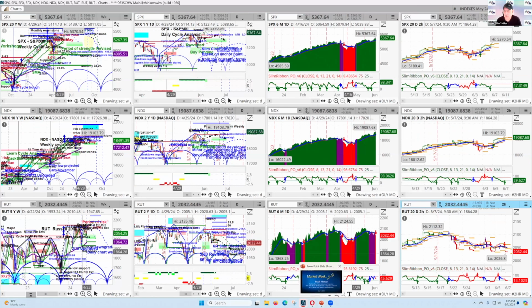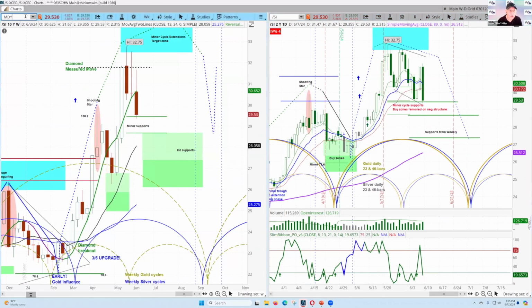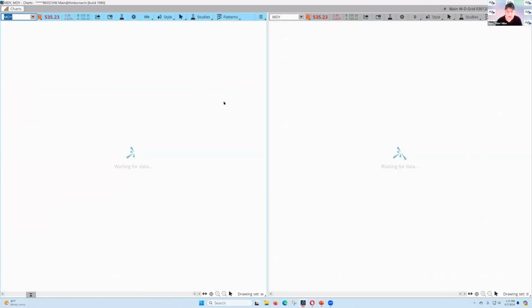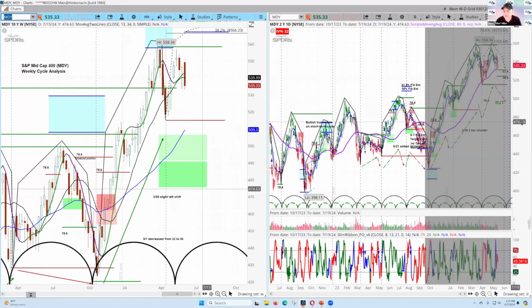Now, one other thing that I want to look at in here, as I go back to these charts over here, is the MDY, and the MDY is the mid cap index. And here are our cycles in here, and Arby did a great job updating this.